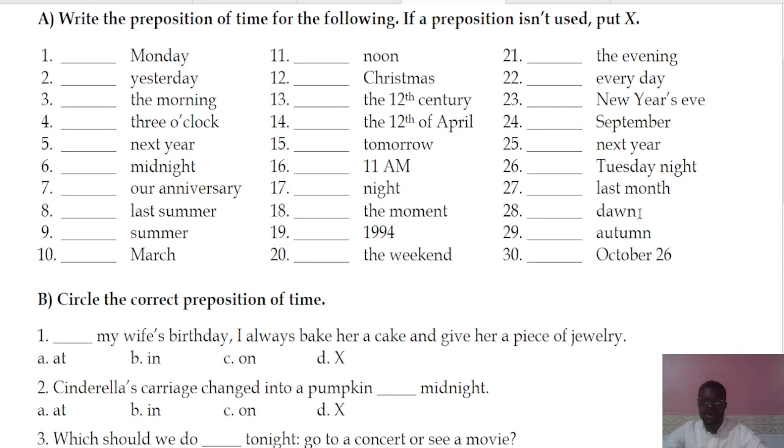At dawn. Dawn means the early hours of the morning. For example, maybe like 5 a.m. in the morning, 5:30 a.m. in the morning, or even 4 a.m. Say at dawn. Autumn is also a season of the year. So like you have winter, you've got summer, you've got all that. So we use in autumn. So number 30, here we've got October 26. If we've got only October, we'll say in October. But because we've got 26, which is the date attached to it, it's going to be on October 26.